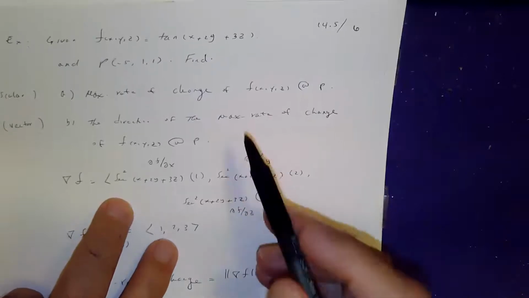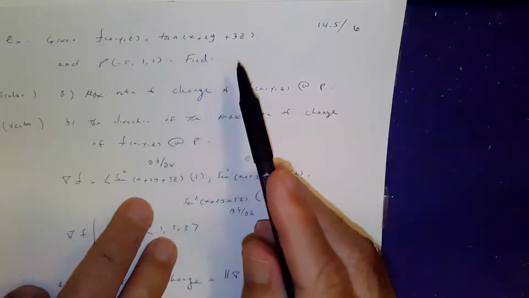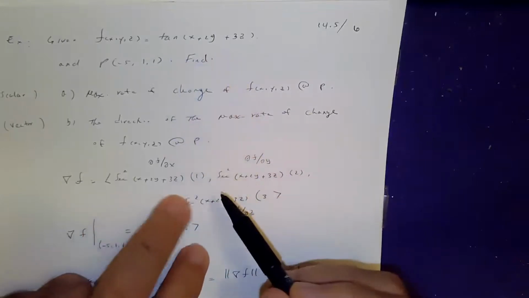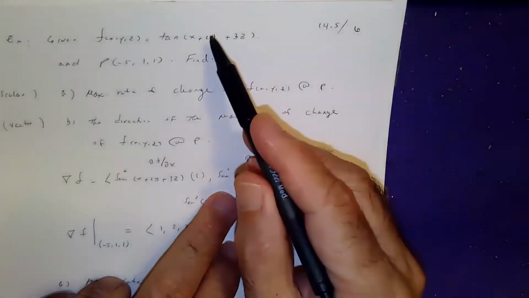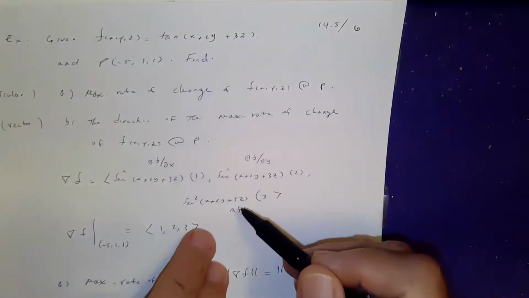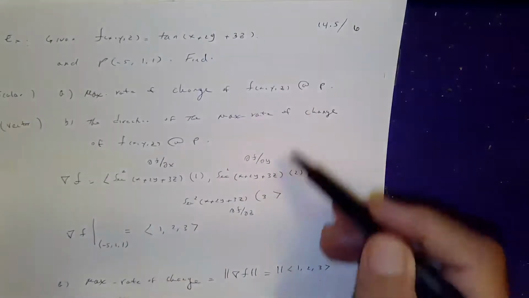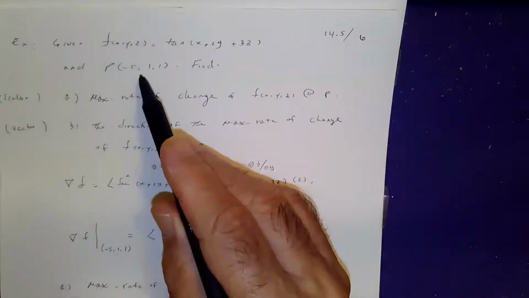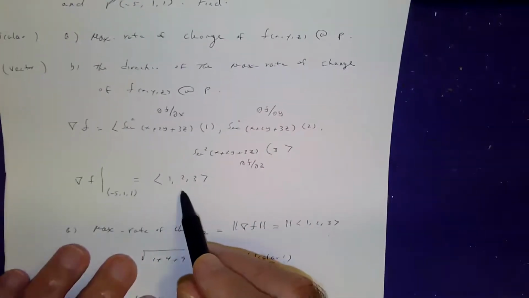Okay? So the derivative of tangent is secant squared. Derivative of x is 1. Derivative of tangent is secant squared. Derivative of 2y is 2. Derivative of tangent is secant squared. Derivative of 3z is 3. If you evaluate this at the given point (-5, 1, 1), you get the gradient equal to (1, 2, 3).